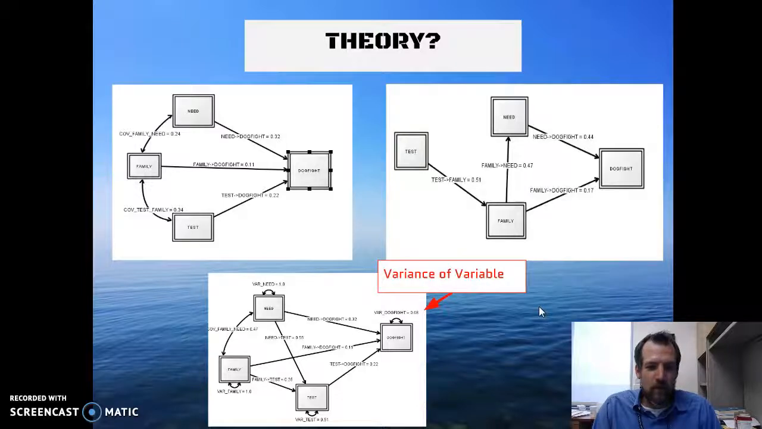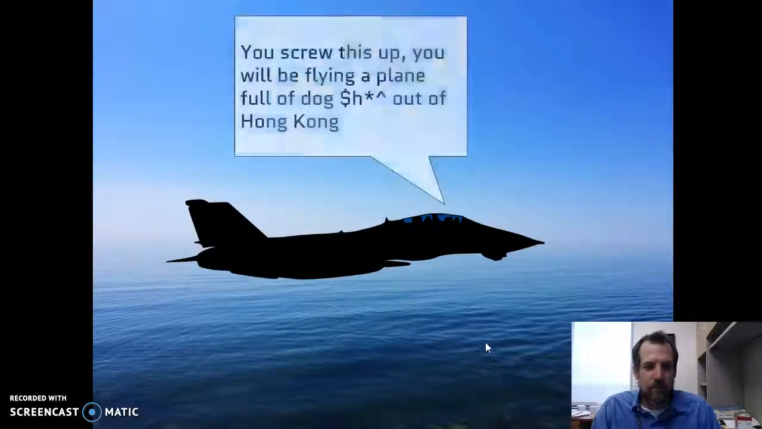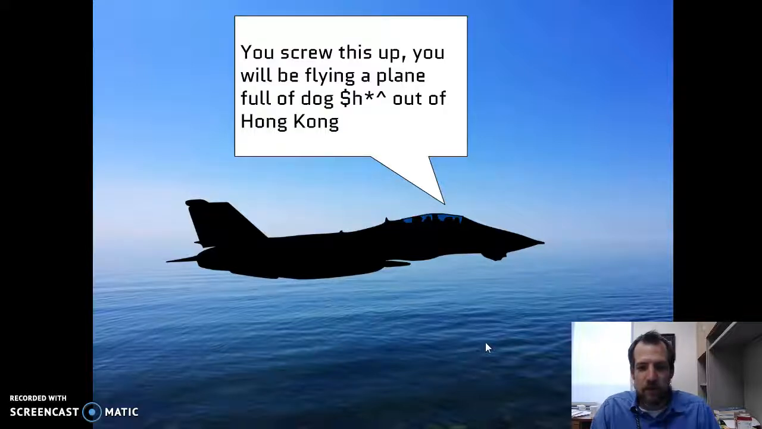And the other thing you'll see a lot of times, these numbers that appear above the squares are the variance of that observed variable. But if you screw this up, you'll be flying a plane full of dog stuff out of Hong Kong, so better get it right. Have a good theory, start testing your models, and we'll talk about that in the next video.